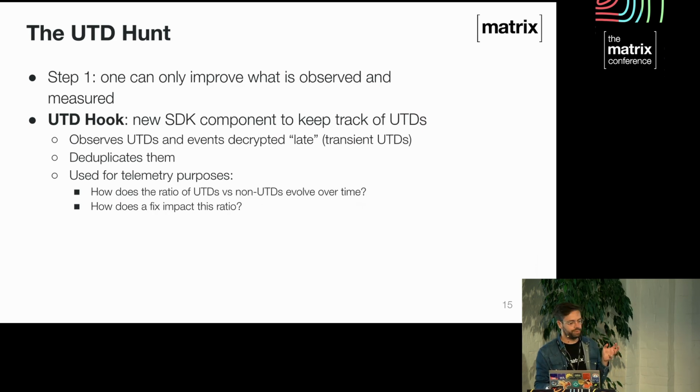Okay, so we started a big UTD hunt over the last year. The first step was to be able to measure how many UTDs there were in the wild and to get a sense of how it evolved over time. So we made a new small component, the UTD hook, that allows you to observe whenever you run into an unable to decrypt message. That is fed to telemetry, and that can answer many useful questions like how does the ratio of UTDs versus non-UTDs evolve over time, and did a fix actually improve the situation massively, or was it just an edge case encountered by a few users?